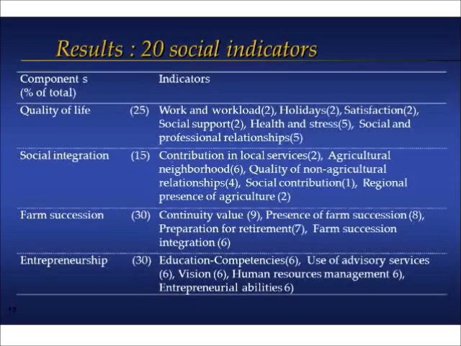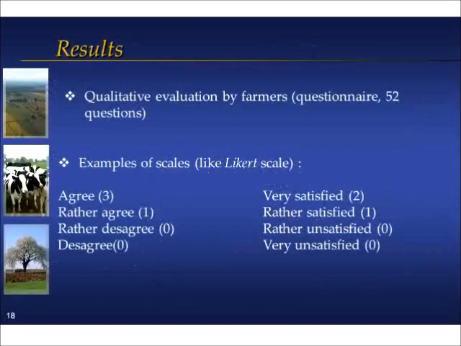For example, how do we measure that entrepreneurship aspect? I will give you a concrete example. The questionnaire has 52 questions, and it's a qualitative evaluation by farmers. Maybe some of you know the Likert scale: agree, rather disagree, or disagree, and we give some points for each aspect. Or sometimes if we ask about quality of life on the farm, you have to put an answer like very satisfied, rather unsatisfied, or very unsatisfied, and we give some points for each response.